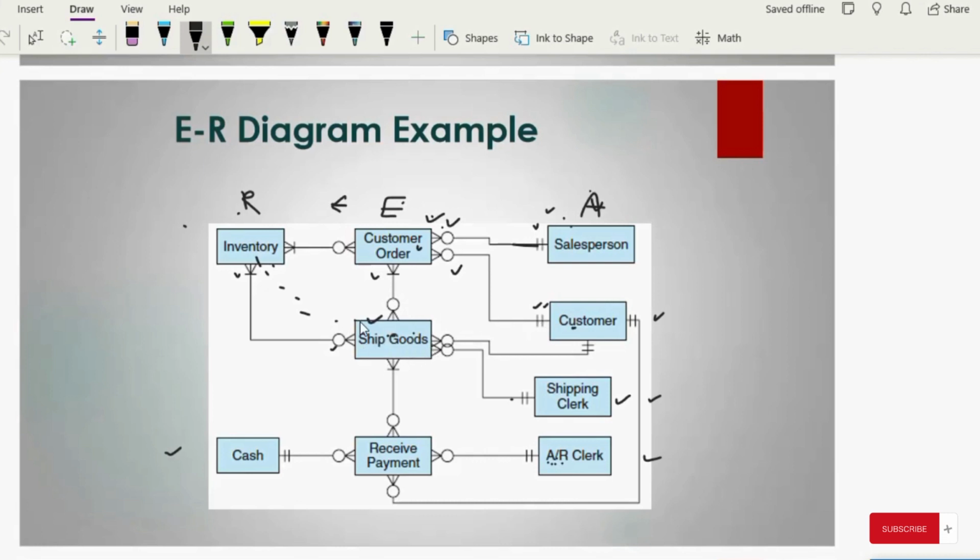Then shipping goods and customer. When you are shipping the goods, you will be shipping them to one customer at minimum, and of course to one customer at maximum. One set of goods cannot be shipped to many customers. A customer maybe placed no order, so he will not have shipped goods at minimum, but at maximum he could have many shipments because he placed many orders.